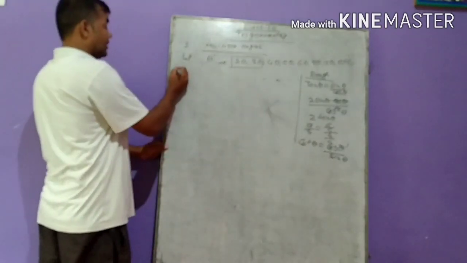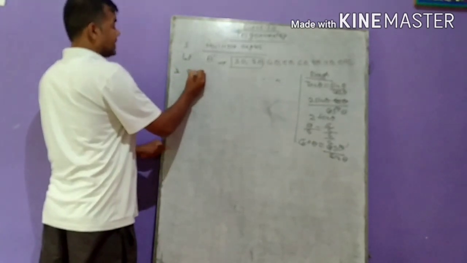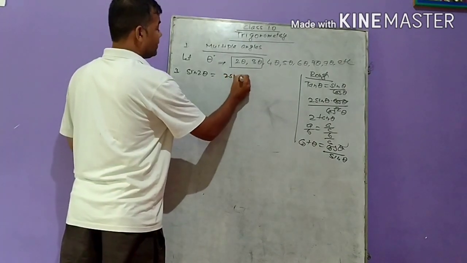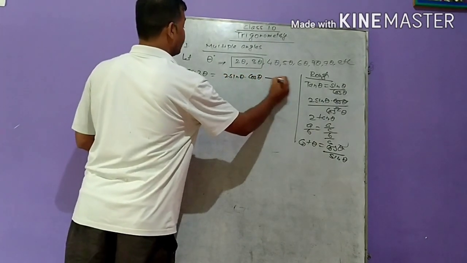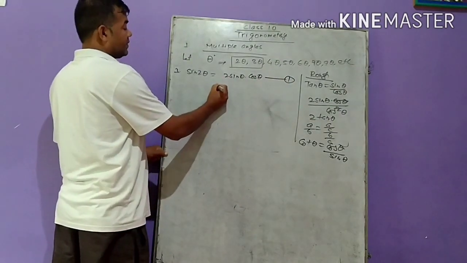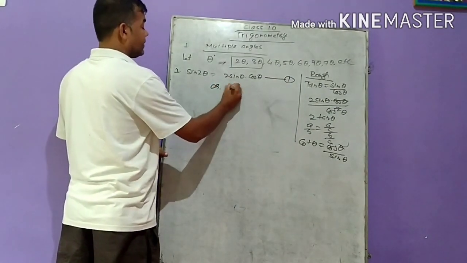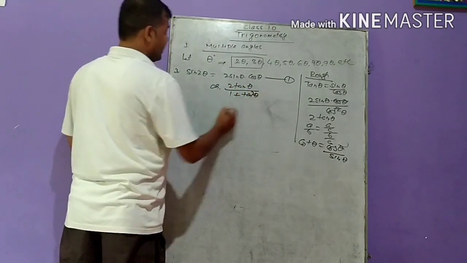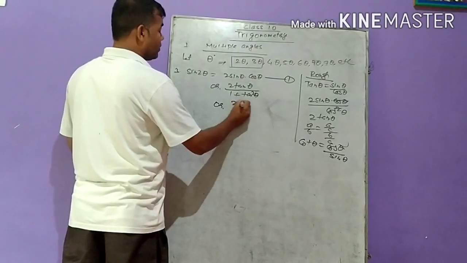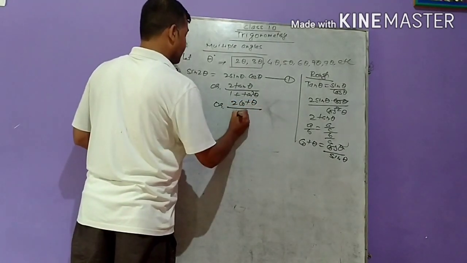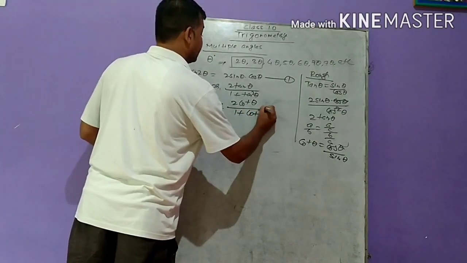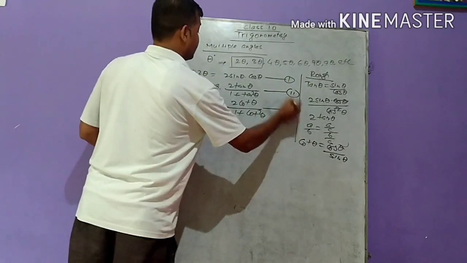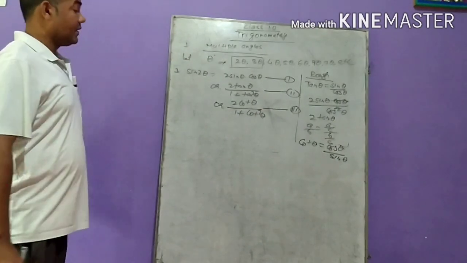What we have got now? We have got sin 2 theta is equal to 2 sin theta into cos theta. This is one relation. Next relation we have got as 2 tan theta upon 1 plus tan square theta, or we can write 2 cot theta upon 1 plus cot square theta. These are the relations that we have got from the above explanations. I hope you have got it.